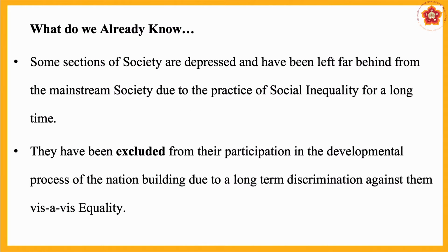So, what do we already know? So, please recall the last chapter that we did. We already know from that chapter that some sections of the society are depressed or they are lagging behind from the mainstream society due to the practice of social inequality for a very long time. So, they have been excluded from their participation in the developmental process of the nation building due to a long term discrimination against them vis-a-vis equality. So, these particular sections have not been able to come at par with the other sections of the society. So, they are lagging behind, and we have to now see what are the areas they have been lagging behind and what can we do to bring them back.